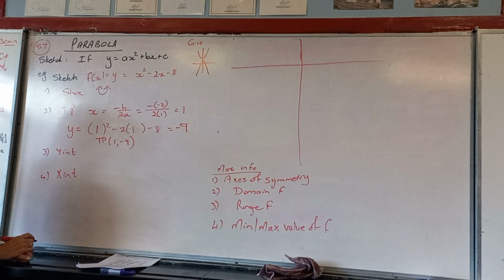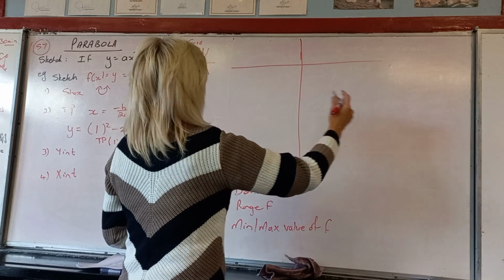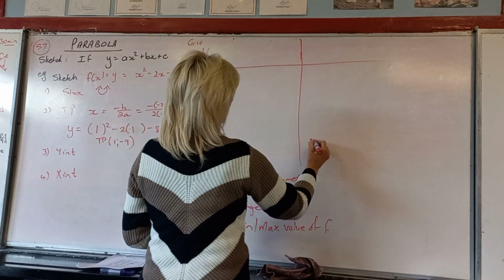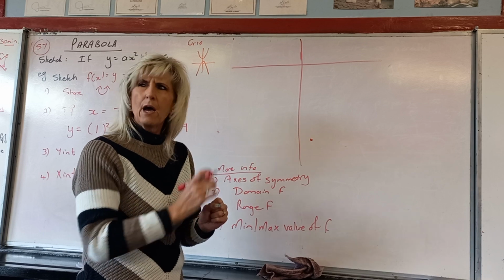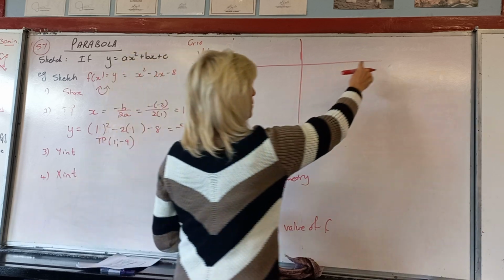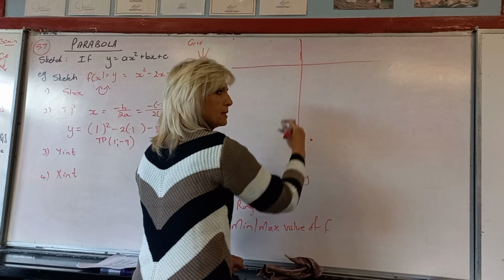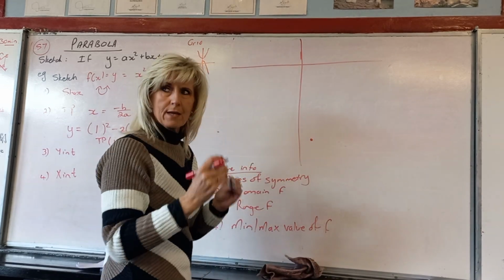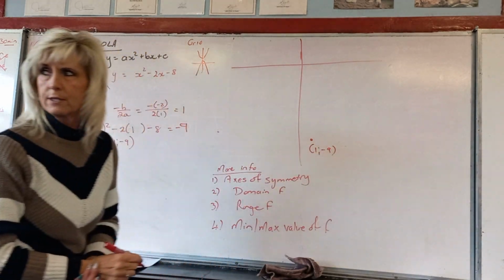Are you happy with that one? So far I can even go sketch. 1 and negative 9 is somewhere there. But ma'am, how can you say that? Remember, we're busy with sketch graphs. Approximately. I'm not going to make 1 and minus 9 exact there. 1 is a little less, y is a little bit more, minus 9, but it's not exact. So the point 1 minus 9 I've already got, the turning point.